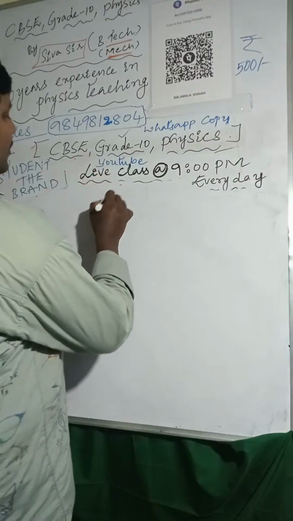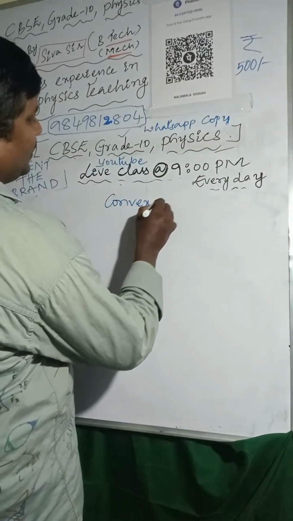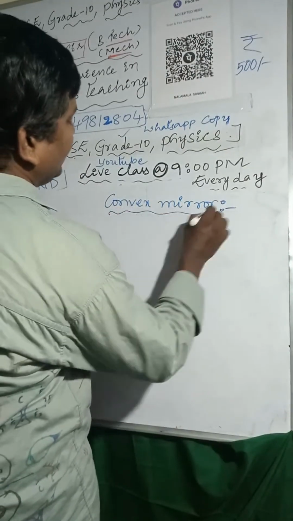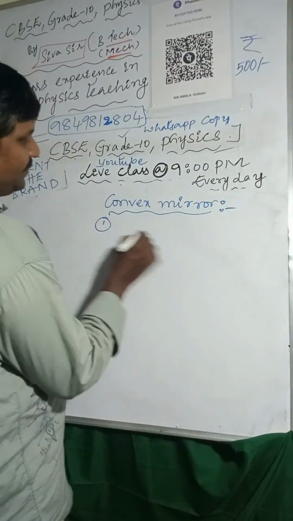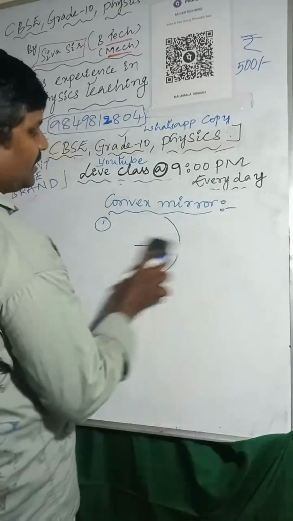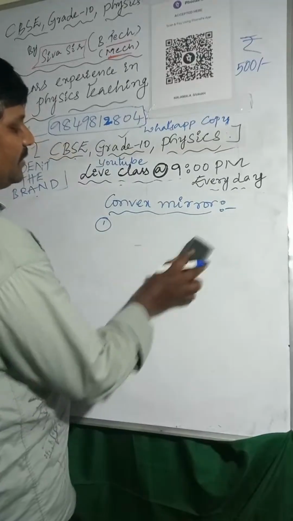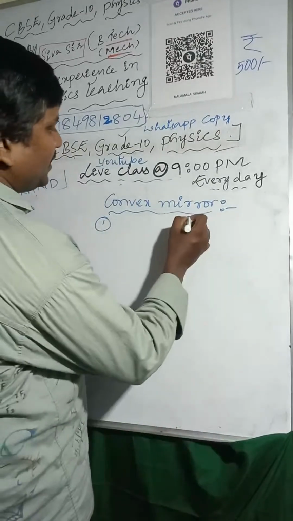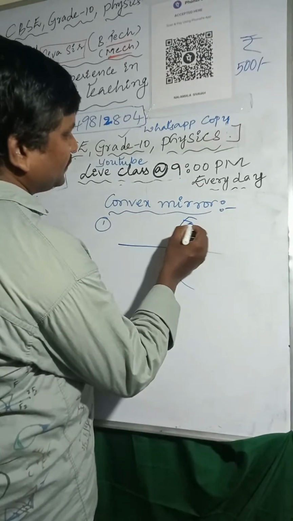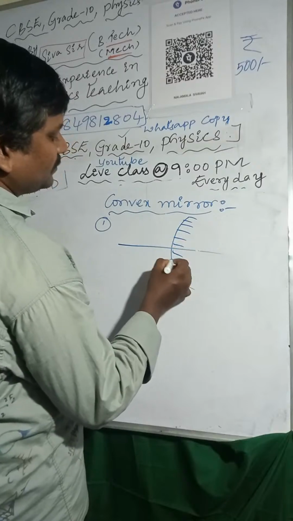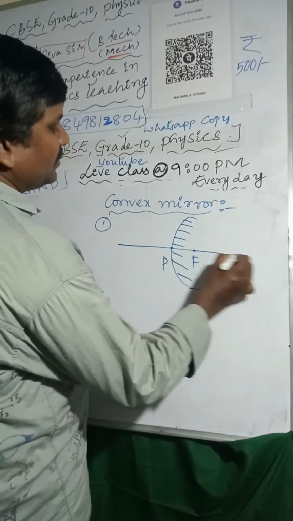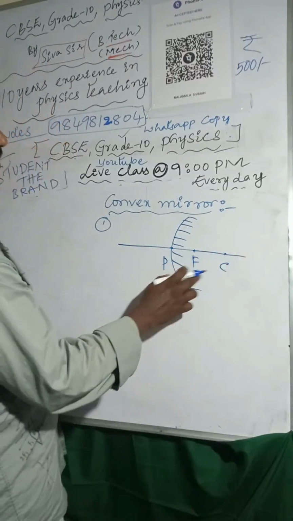So I'm considering the convex mirror. So only two cases are there in the convex mirror. First case is if you are taking the object at infinity. So this is a convex mirror. So this is the pole, focus, center of curvature.